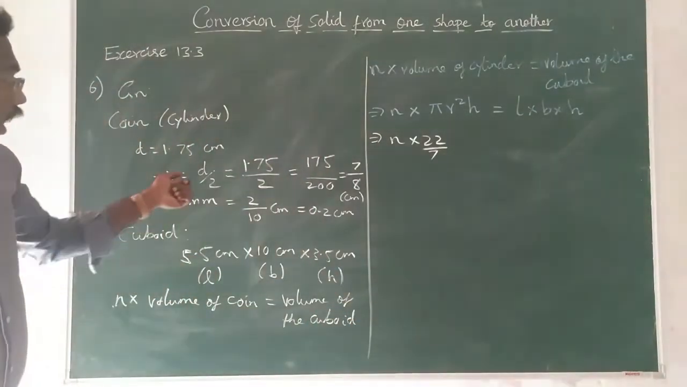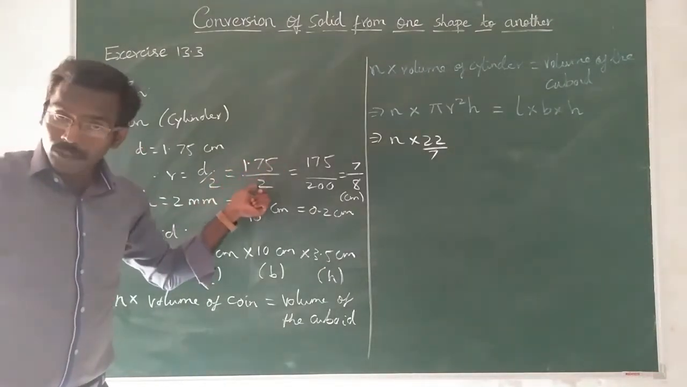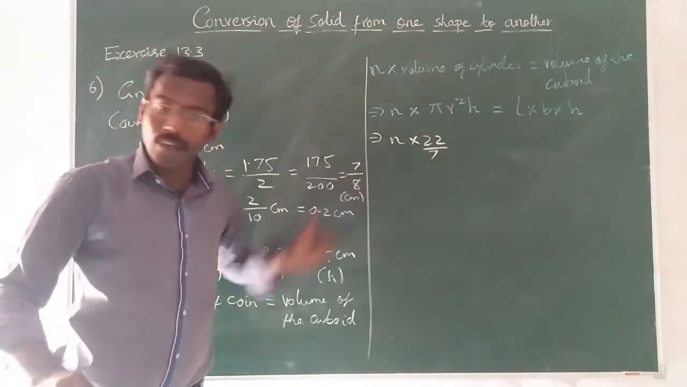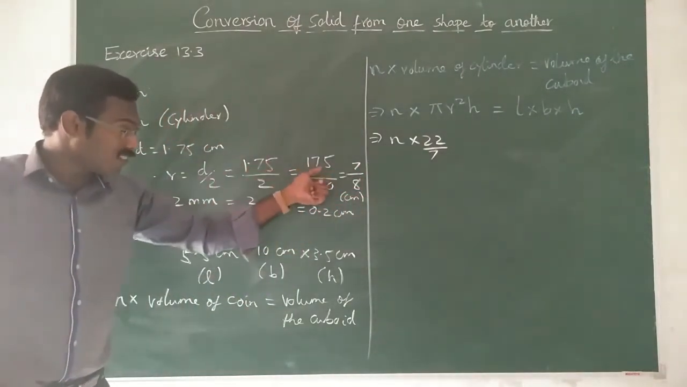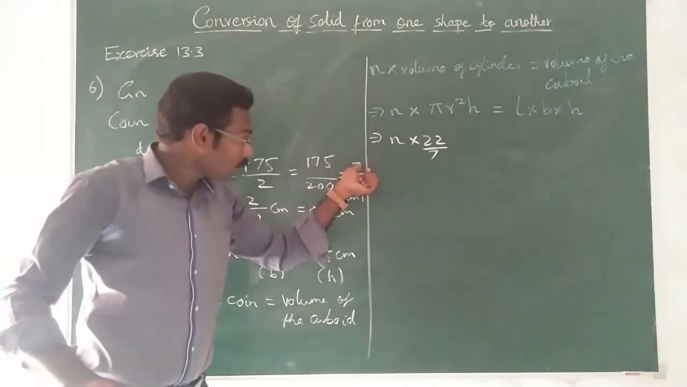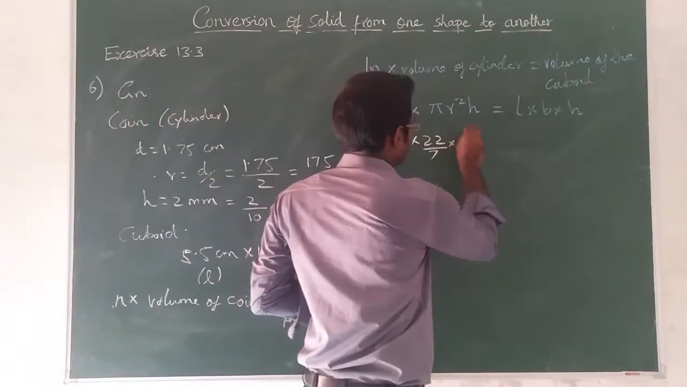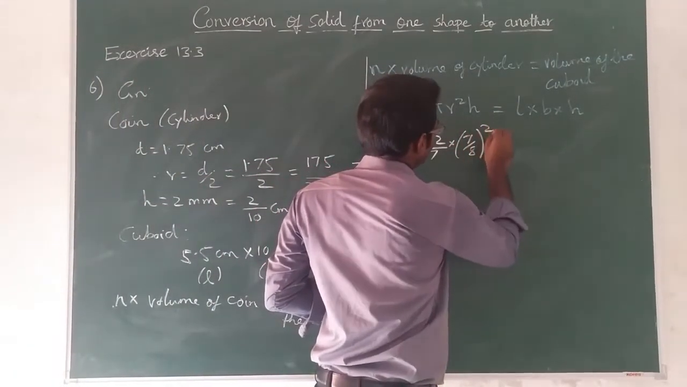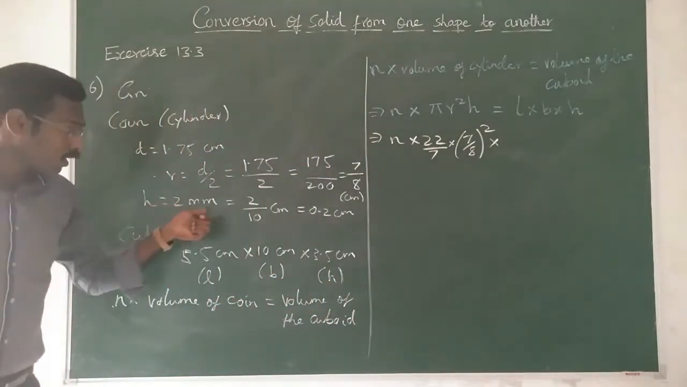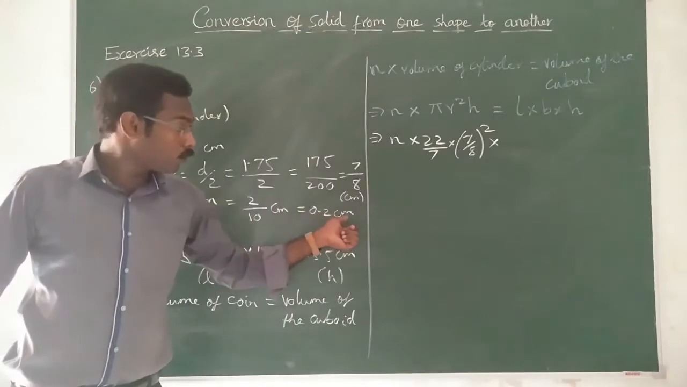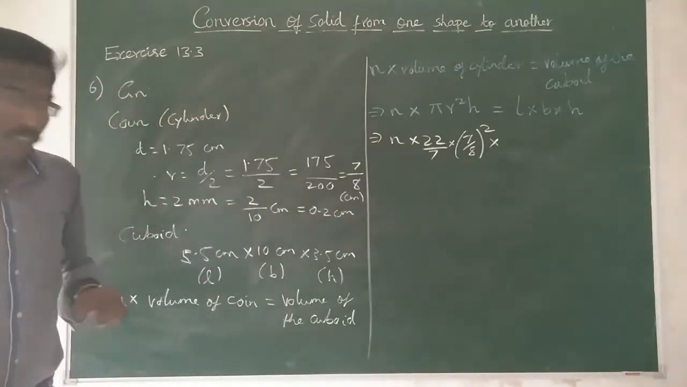Then R value, it is actually 1.75 divided by 2. So I have simplified it as 7 by 8. So I am going to use 7 by 8. You can use 1.75 by 2 or 175 by 200, or simply you can simplify it as 7 by 8. Anything you can use. I am going to use 7 by 8. So 7 by 8 the whole square into, what is the H value? H is the thickness. Okay, thickness is 2 millimeter, that is equal to 0.2 centimeter, or you can use it as 2 by 10 centimeter.